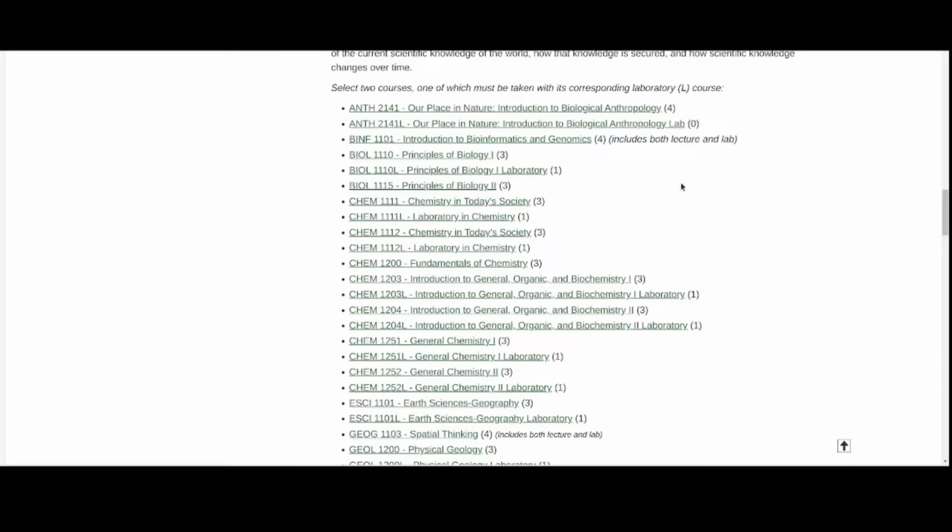You'll want to be careful and make sure that you are registering for what you need to fulfill the general education requirement that you're trying to fulfill. If you aren't sure, you can certainly ask your academic advisor.